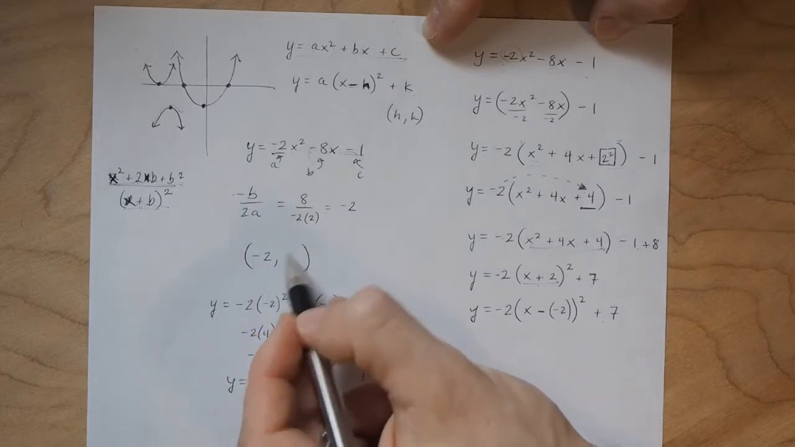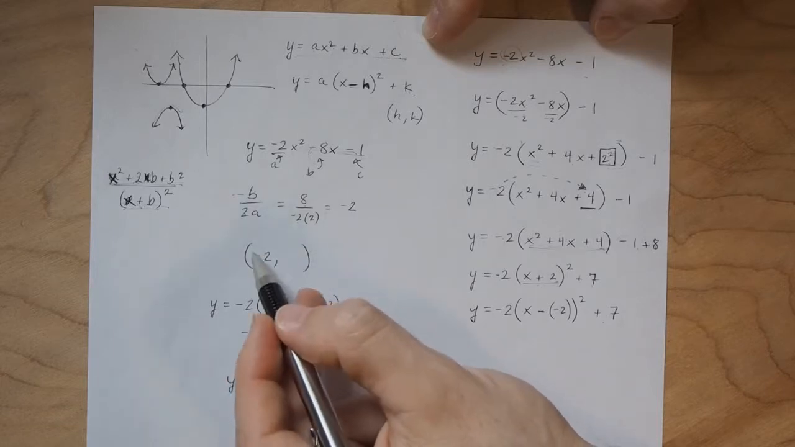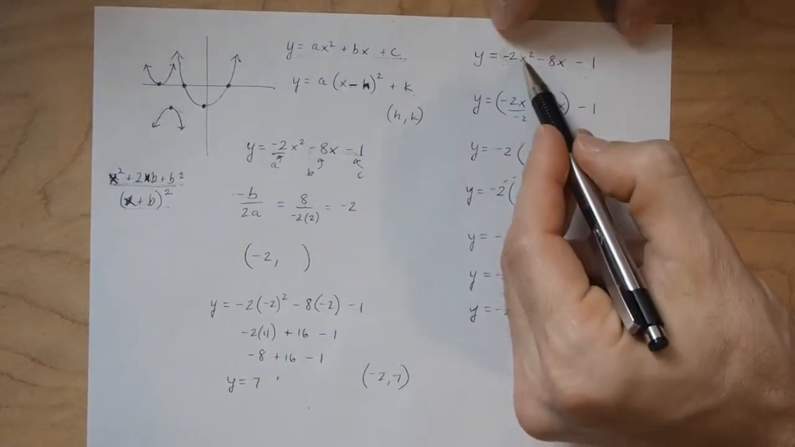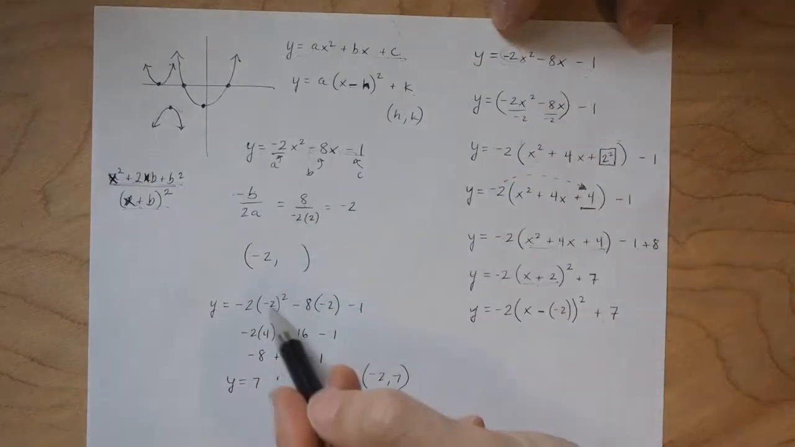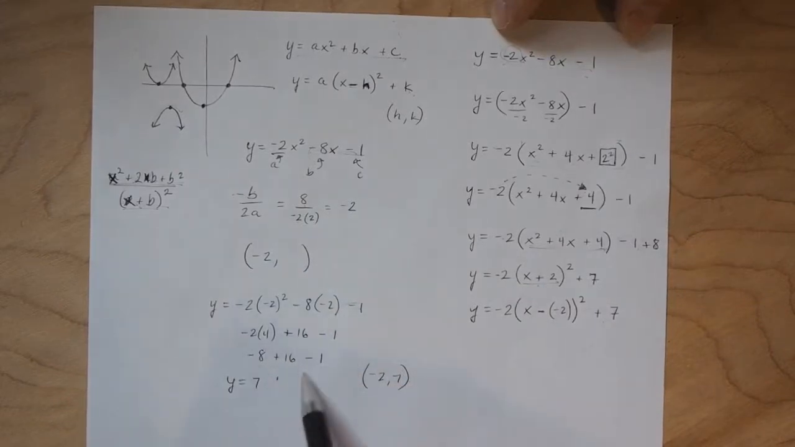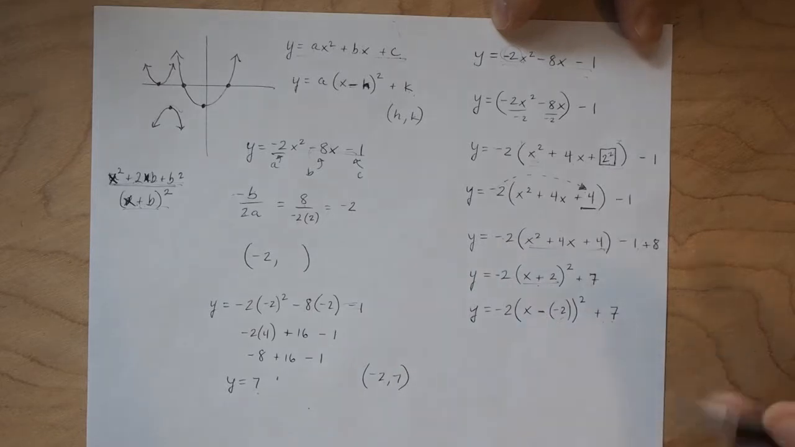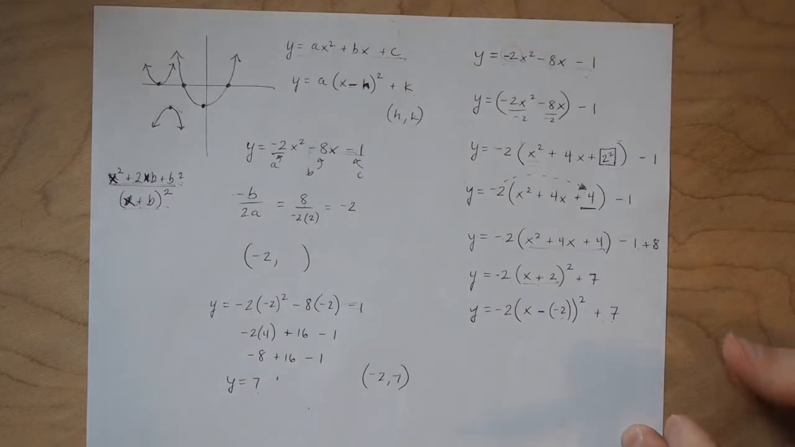And then to find out the y value here, you just plug the x value into the function that we started out with, see? And you just plug -2 in there and there. And simplify, and you get y equals 7. And so that's your vertex. And that matches this. hk is -2, 7. So that's my vertex.